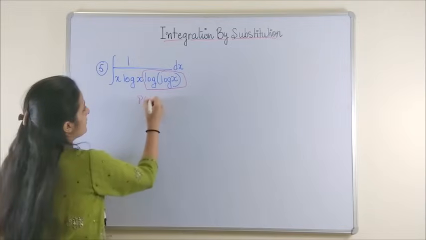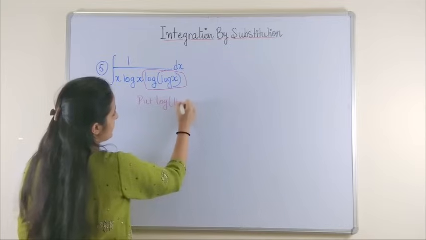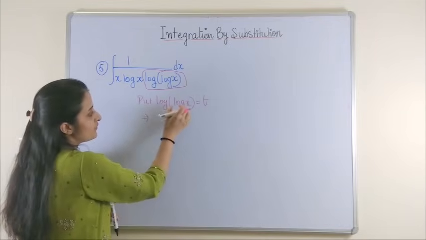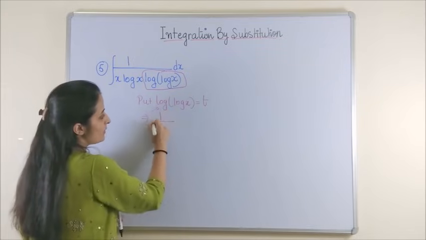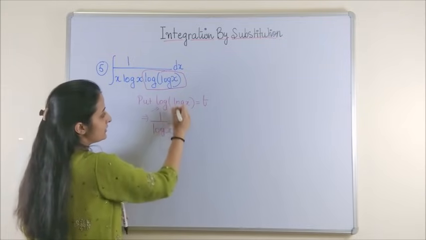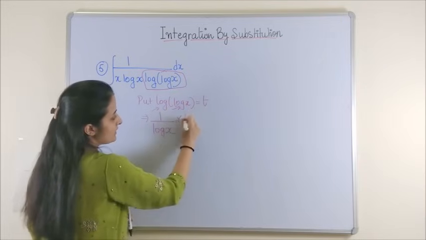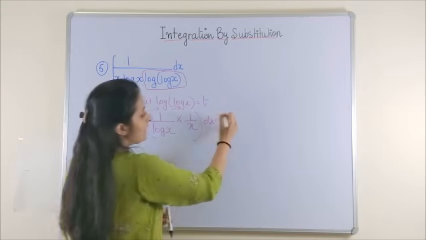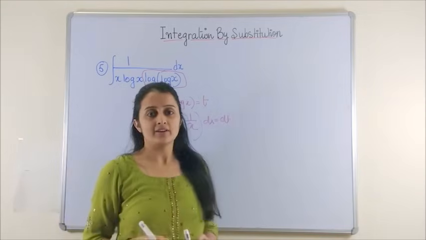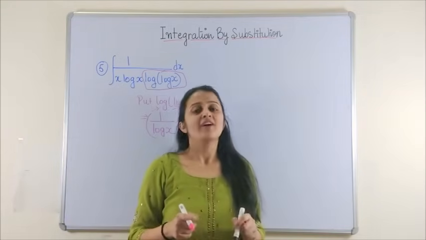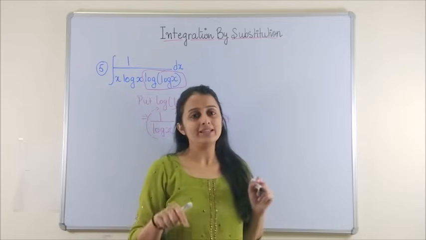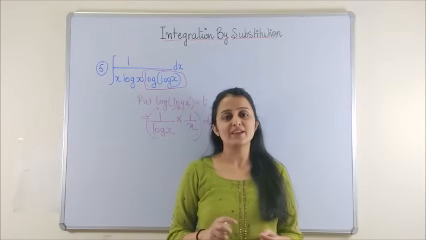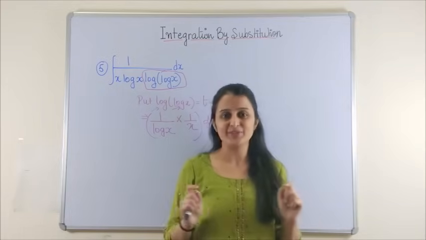If I put my log of log x equal to t, then derivative of log as the first function would be 1 upon log x into derivative of log x, which is 1 upon x. dx is dt. I'm making use of the chain rule here. You want to know what's chain rule? Well, find the video in the link from the differentiation playlist. I'll also link the same for you at the end of this video.